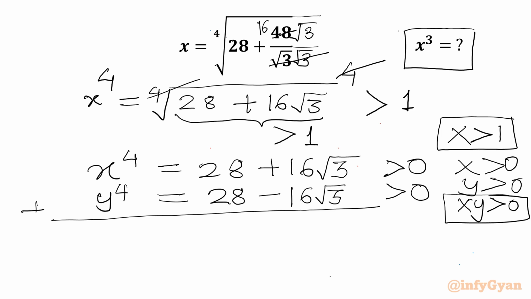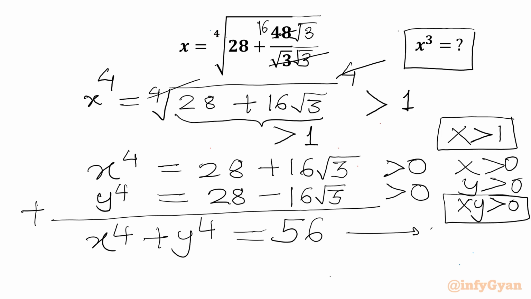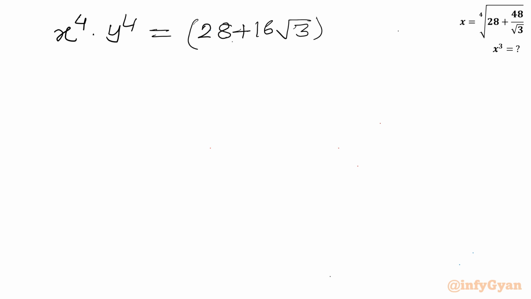Let us add both the equations. So I will write x power 4 plus y power 4 equal to 28 plus 28, 56. Let's say this is our equation 1. Now I will take the product of both. So I will be writing here x power 4 times y power 4, which will be 28 plus 16 root 3 times 28 minus 16 root 3.